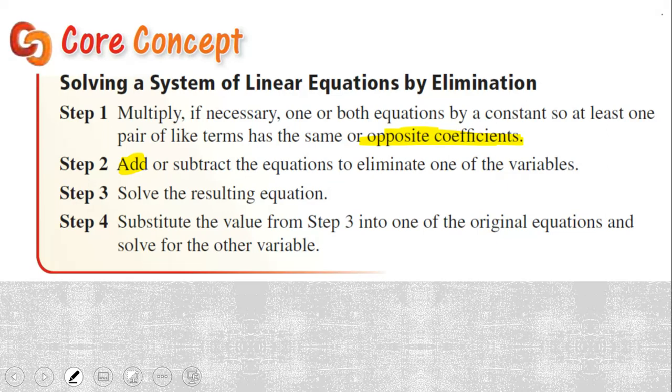Step 3, solve the resulting equation. Step 4, substitute the value from step 3 into one of the original equations and solve for the other variable. So similarly, what we're looking for is that point of intersection, and our answer is going to be an ordered pair. The key thing you need to maintain when solving by elimination is that you want it in standard form, that's ax plus by equals c. And we're looking for opposite coefficients.